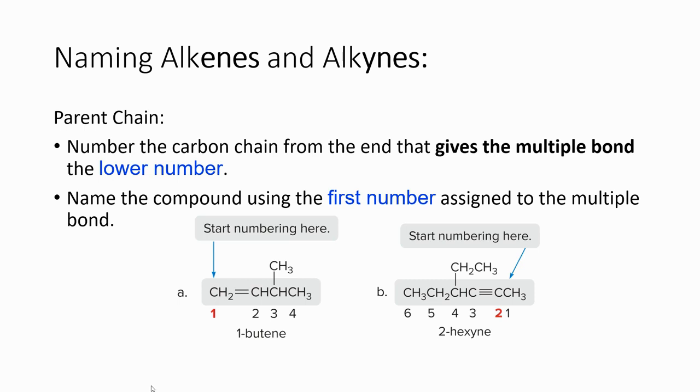Okay, and there's another example. So this one, we have a triple bond. We're not going to start over here, 1, 2, 3. We're going to start over here, 1, 2, because we want the first carbon in the triple bond to be reduced. So start at the end closest to the double or triple bond.